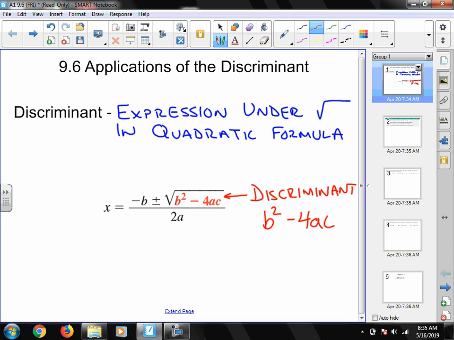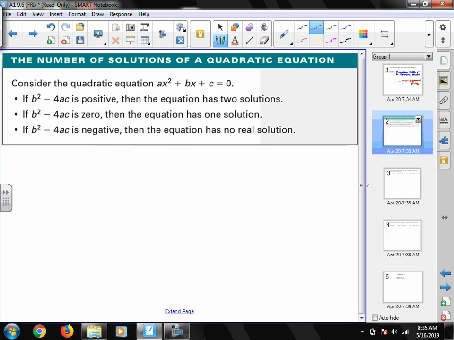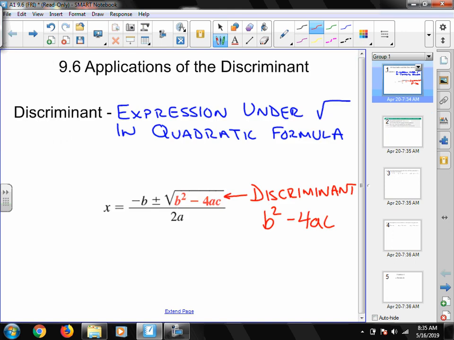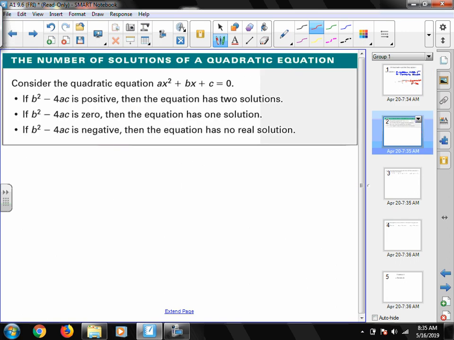Now, what's nice about the discriminant is it actually tells us how many solutions we should end up with after we solve the quadratic formula. I don't mind finding it because simplifying b squared minus 4ac is what I do first in the quadratic formula anyway. So, not only does it simplify that process, but it also tells me how many solutions I should get. If you end up with a positive number, you need to have two solutions. Hopefully that makes sense.